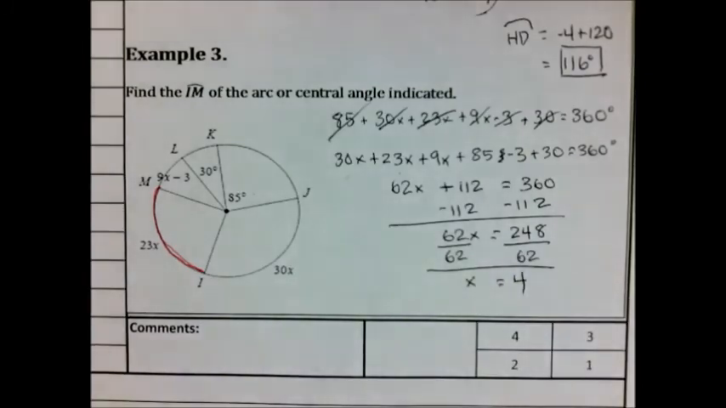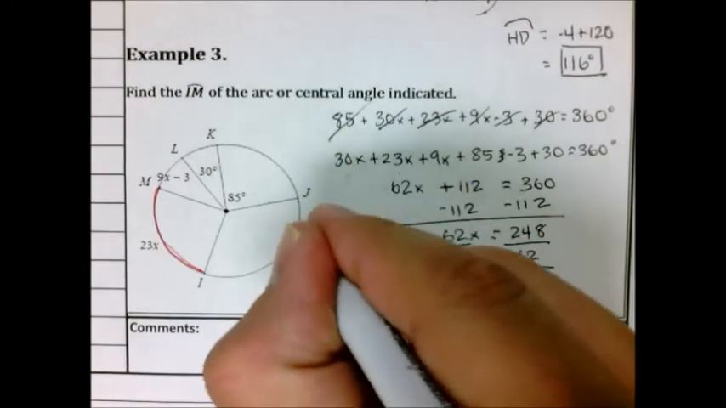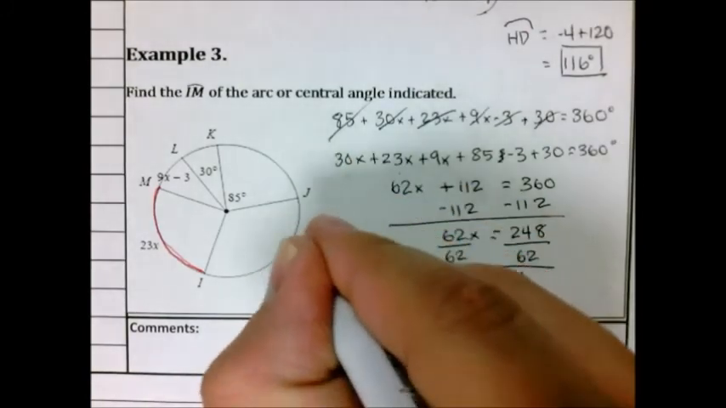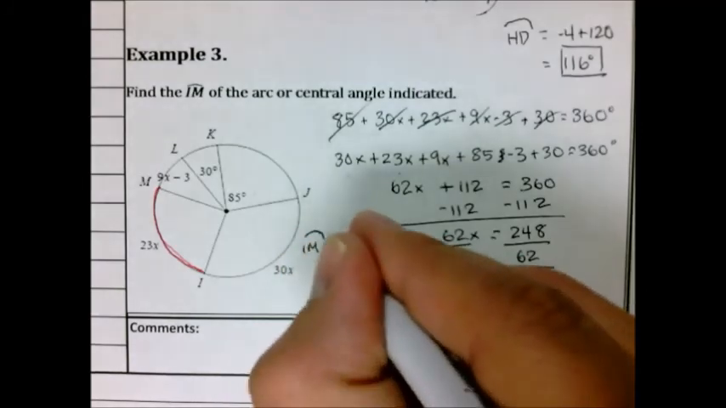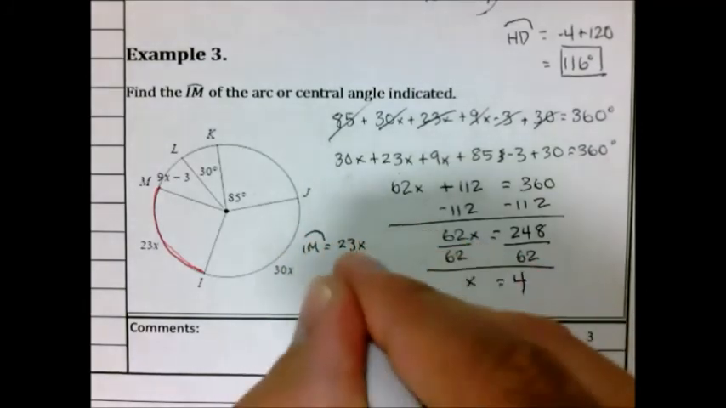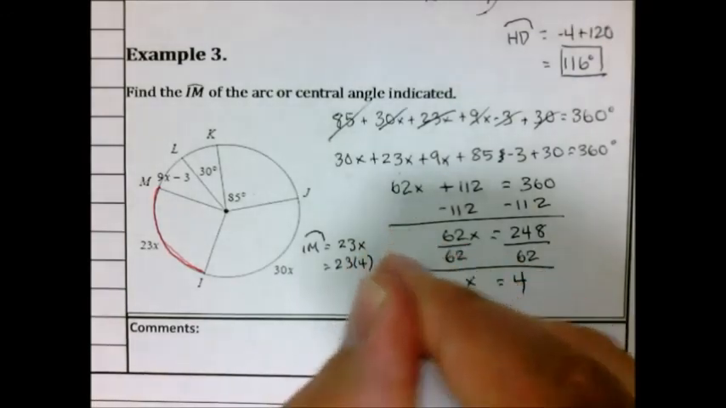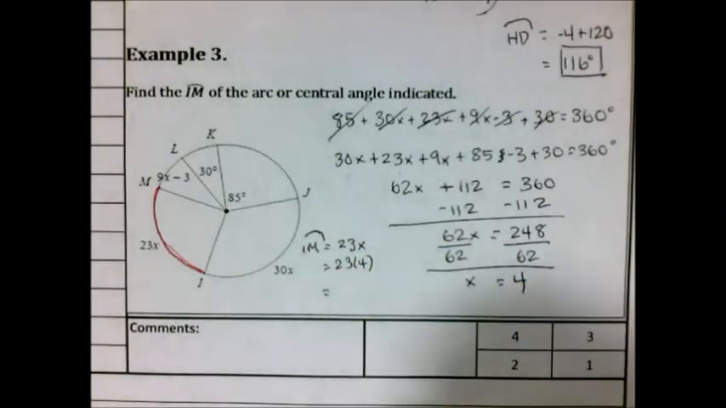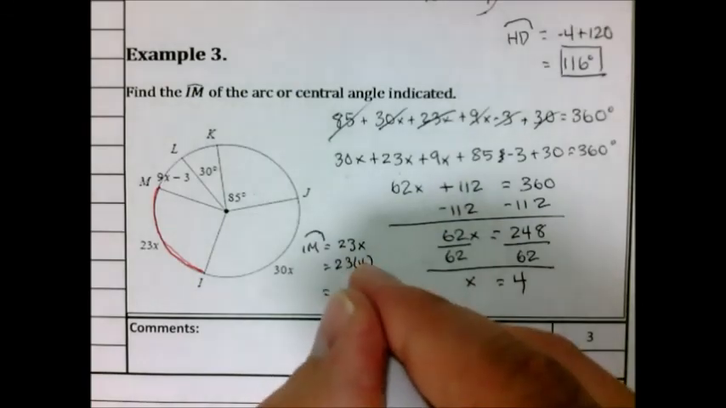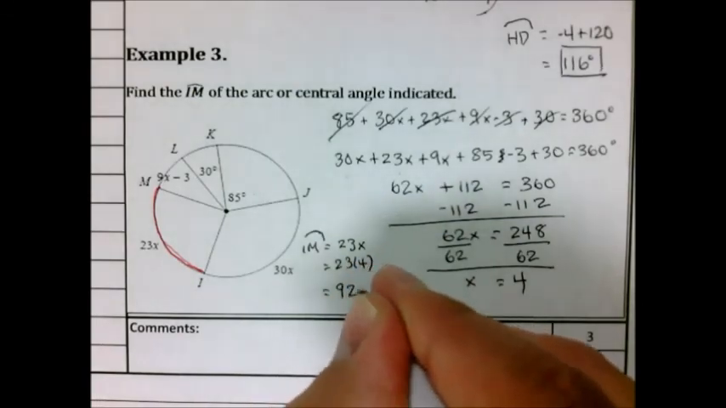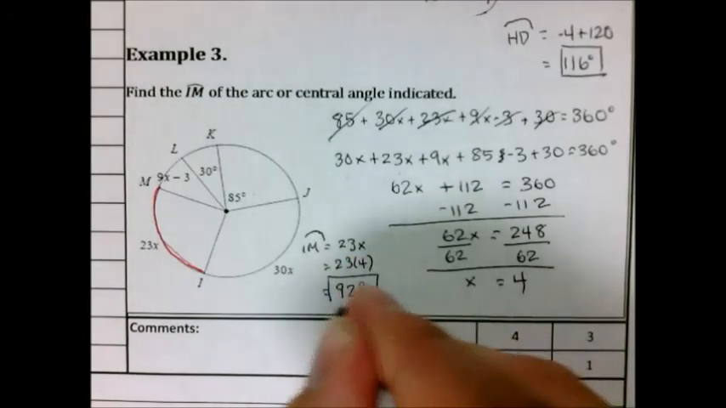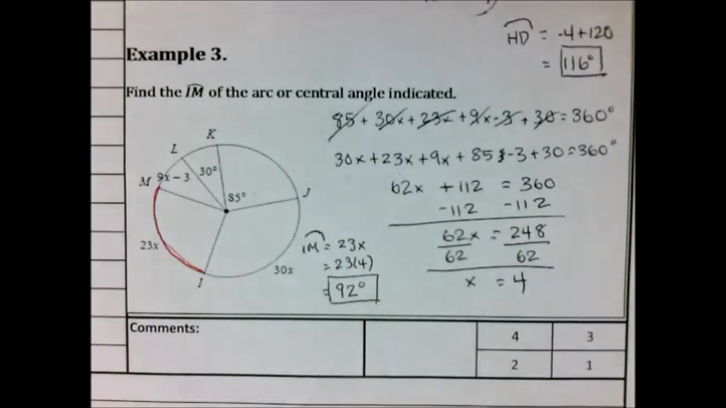Okay, now that we know x is equal to 4, we can actually figure out what arc IM is going to be. Remember, arc IM is just equal to 23x, but we know x is just equal to 4, and so we just have to multiply 23 times 4, and we end up getting 92 degrees.